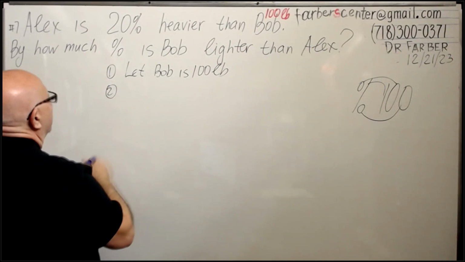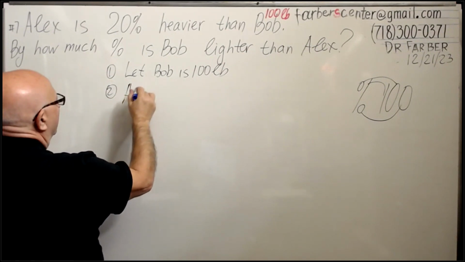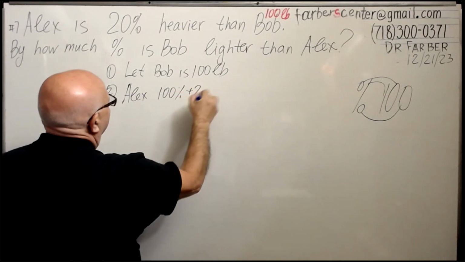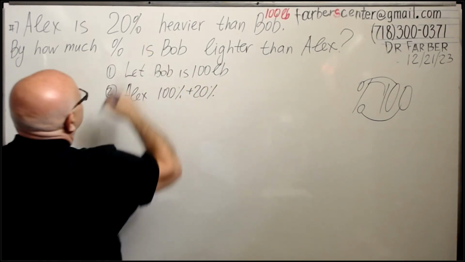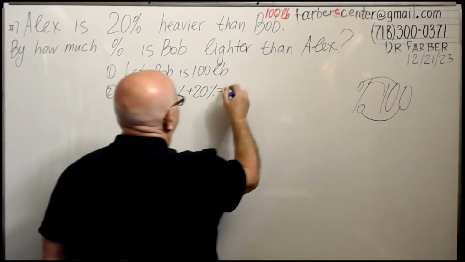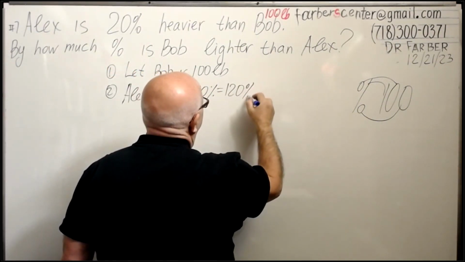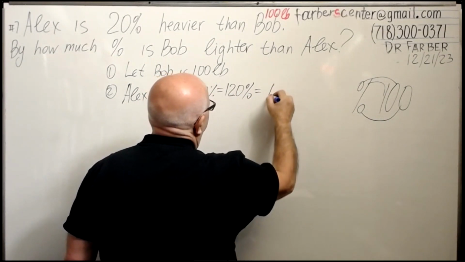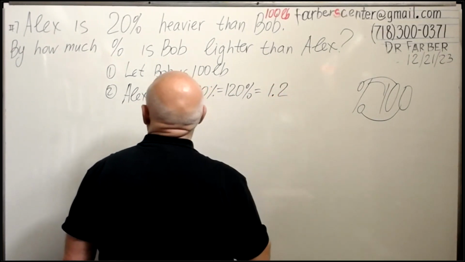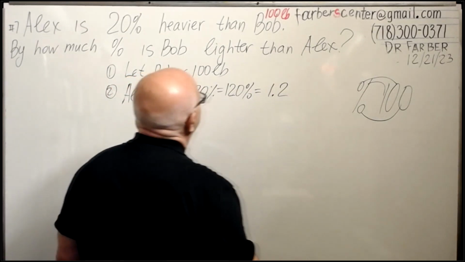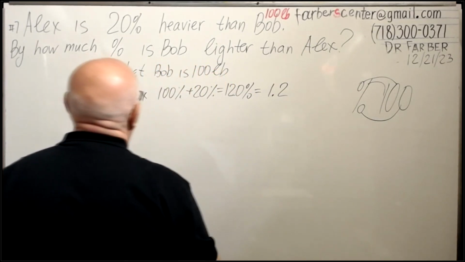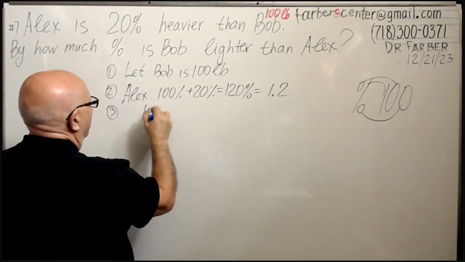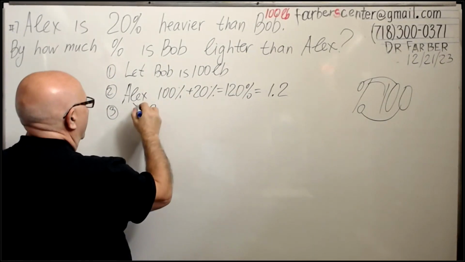Step number 2: Alex is 100% plus 20%. Why? Because 20% heavier is 120%, or, converted to decimals, 1.2 of Bob. So step number 3 is 1.2, and this is for Alex as well, right?